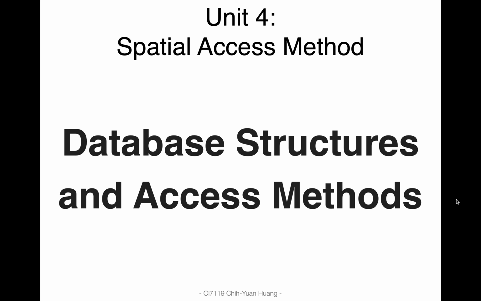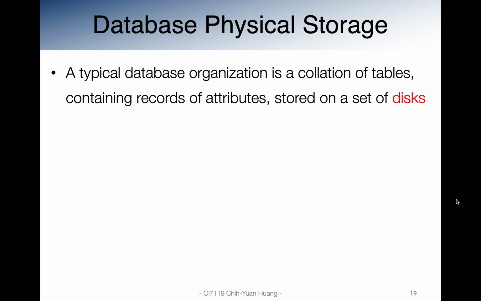Here we are going to talk about what defines the performance of a database query. In order to talk about that, we are going to discuss the database structures and their general access methods. First of all, a typical database organizes data as a collection of tables, and those tables contain records of attributes. That information is stored on a set of disks, or what we call the hard drive or hard disks.